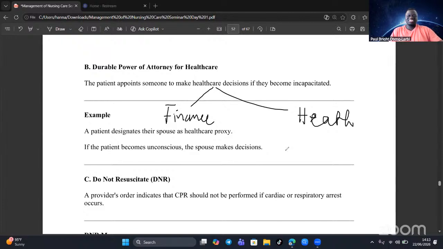And the same thing with power of attorney for health: they will make decisions. We want to remove you from life support. We want to pass a catheter for this patient. The power of attorney for health will say, no, I don't want you to pass any catheter for my mother or my father or my brother or my friend. Yes, people give power of attorney to their friends.